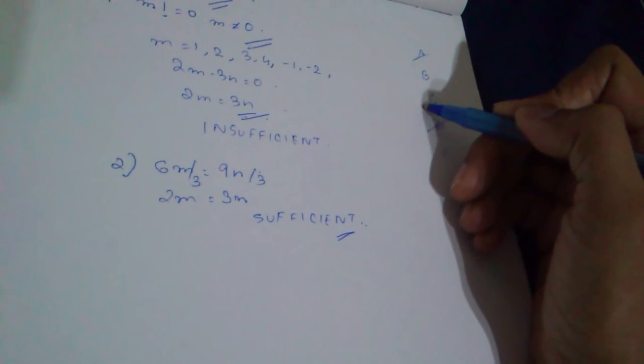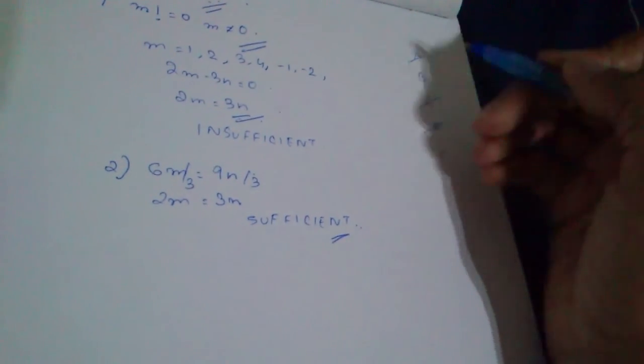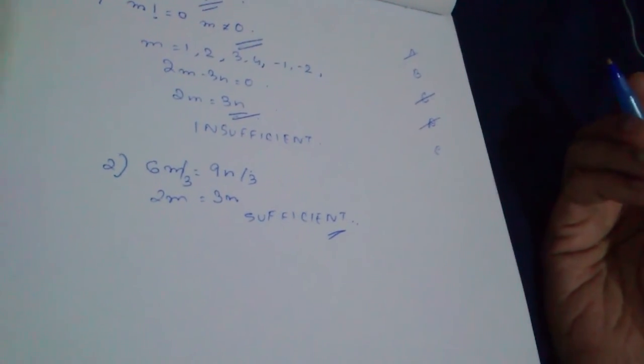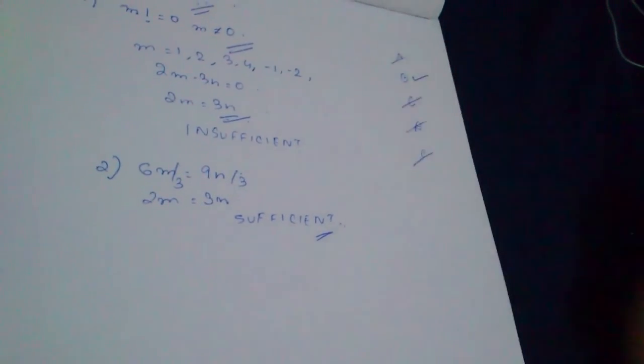C says A and B together are sufficient. No, we just found that B is sufficient, so we don't have to take them together. E says both of them are not sufficient, so this is also wrong. The correct answer is B.